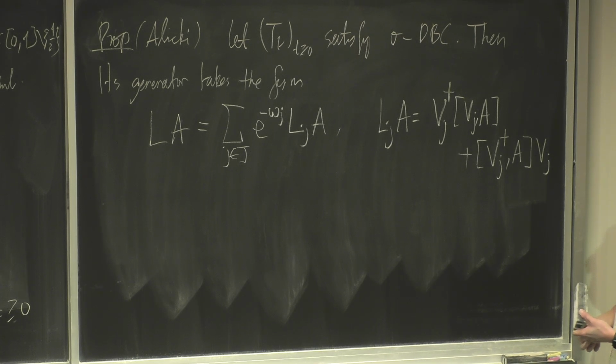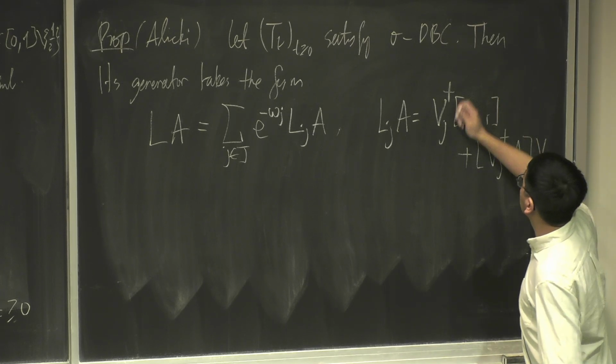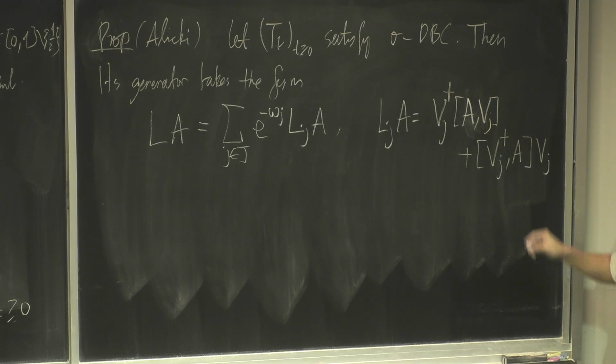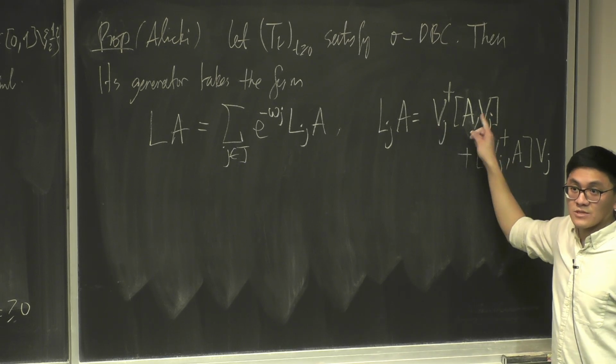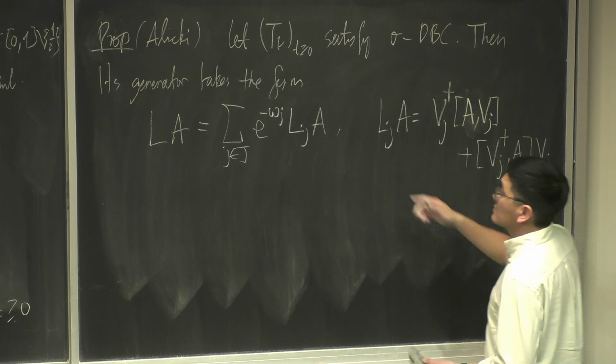Okay. My apologies. Sorry, this is A V_j. Or you can write also minus here if you want, because that's the commutator. All right, so this is what the statement says.